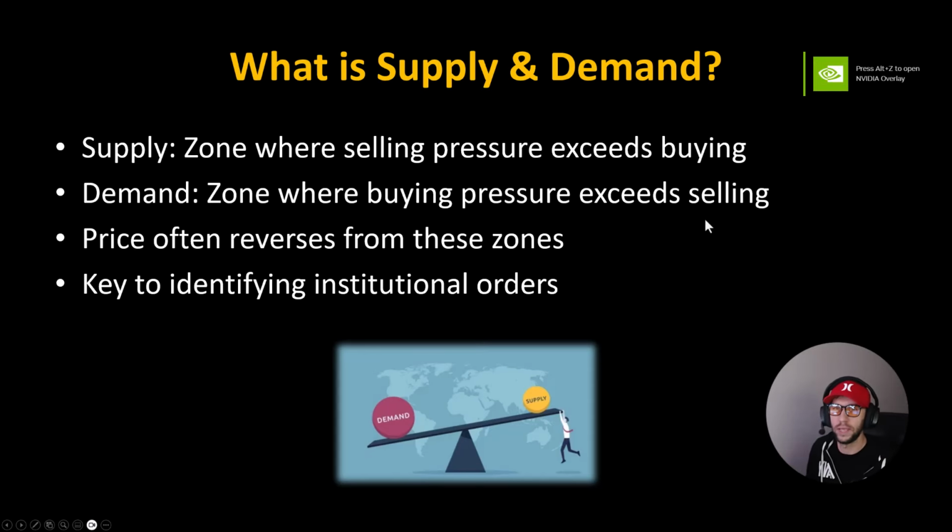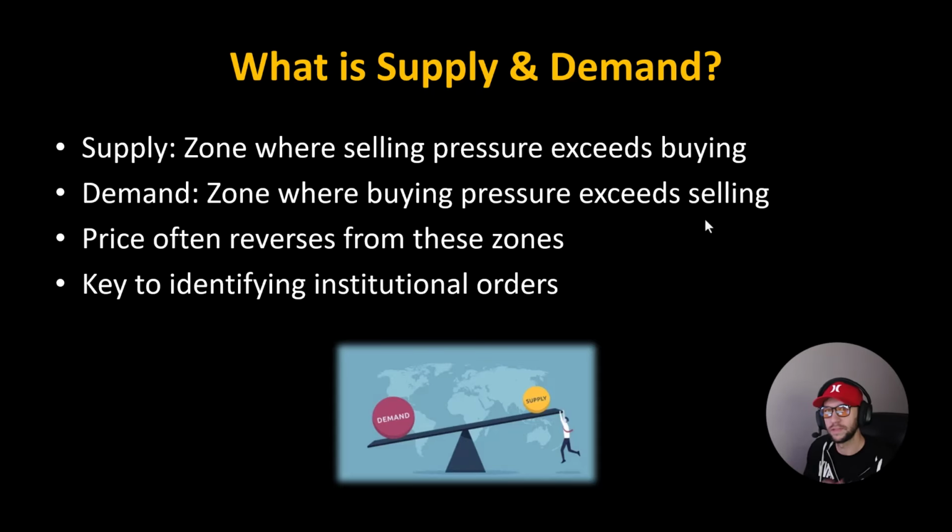Now, obviously, what is supply and demand? First, let's define it. Supply zones are areas where sellers take control. Price usually drops from these zones, and then the demand zones are where buyers step in hard. Price tends to bounce back up. So price often reverses from these zones.